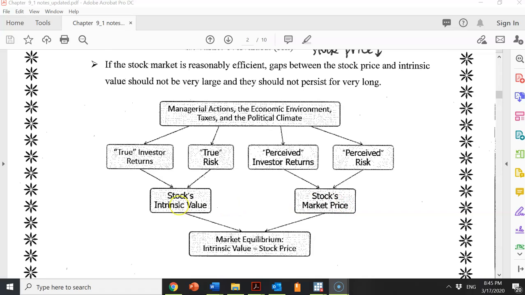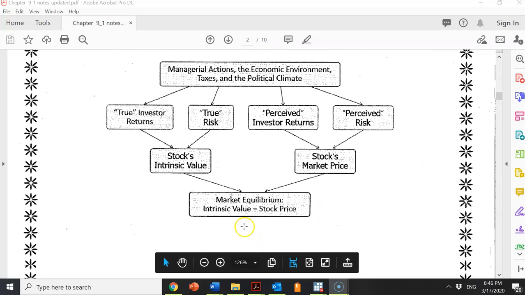Okay, so again, we have managerial actions, economic environment, taxes, political climate, and any other factors to determine the true return and risk of the stock, and that determines the stock's intrinsic value. Okay, the true value, the estimated stock price. On the other hand, we have the perceived return and risk by the investors for the stock, and that decides the stock's market price. In equilibrium, again, we think these two would be equal to each other.